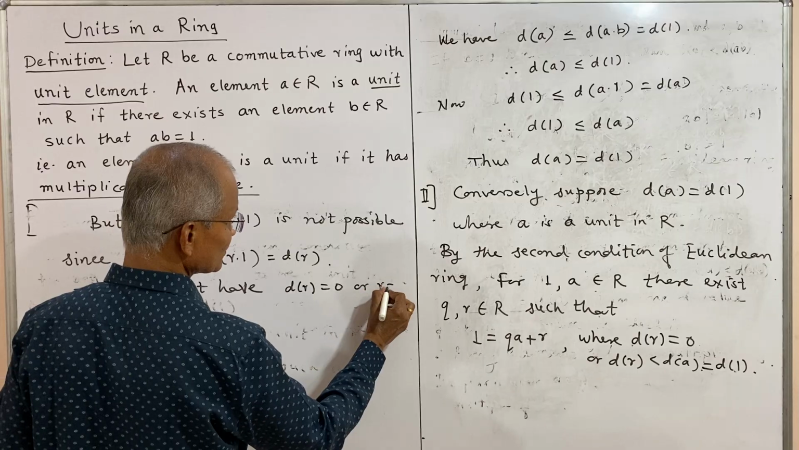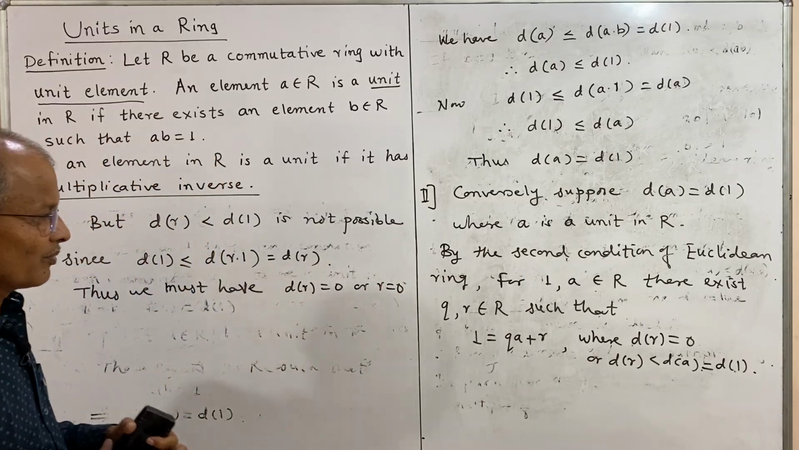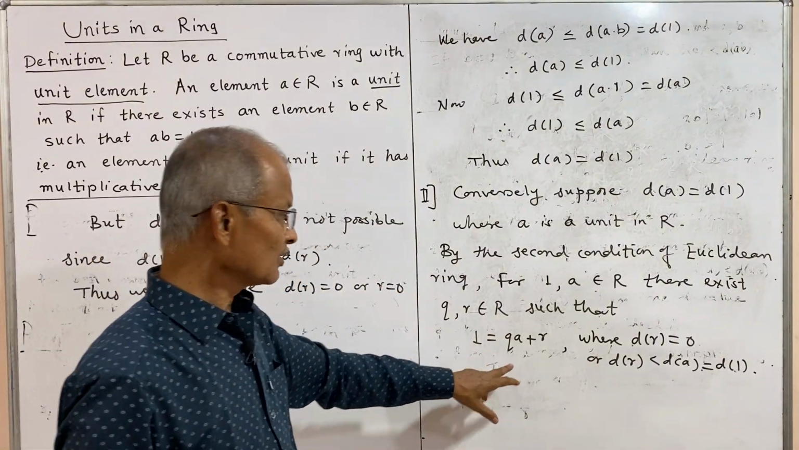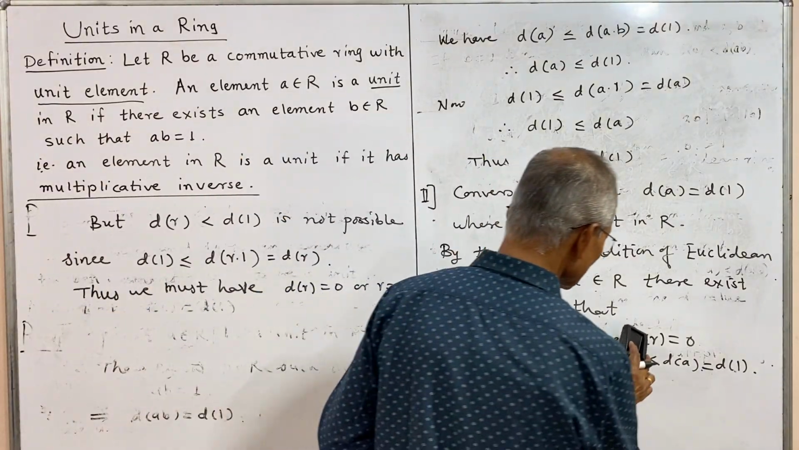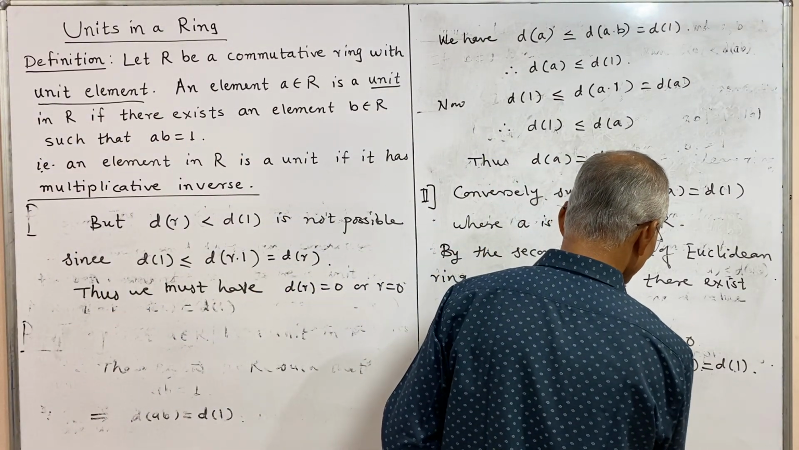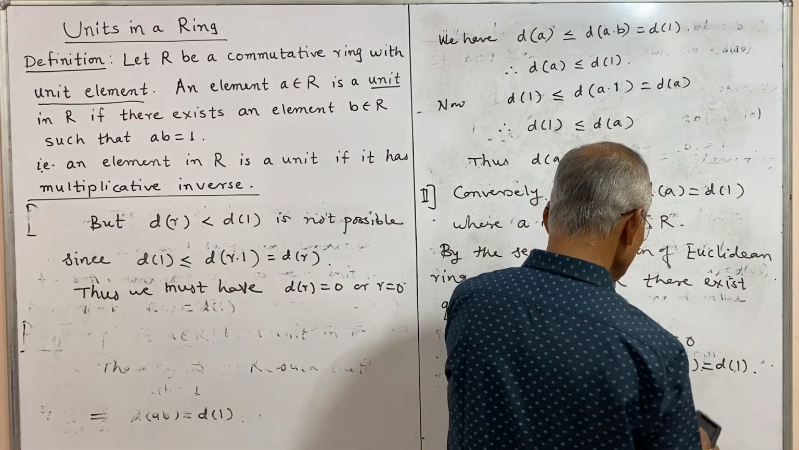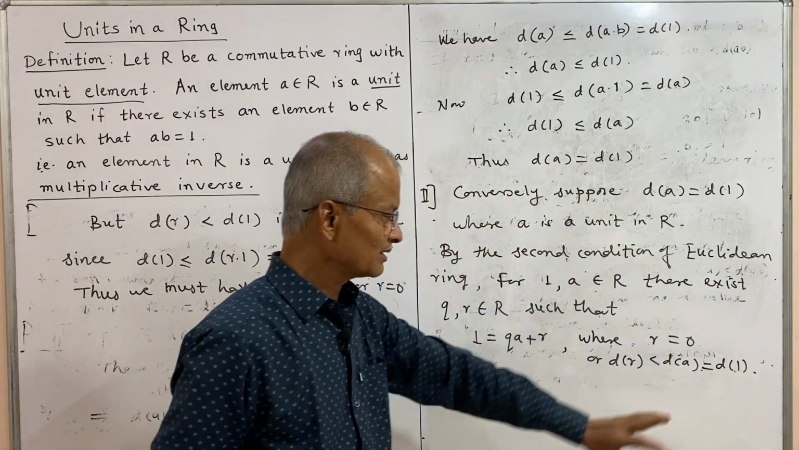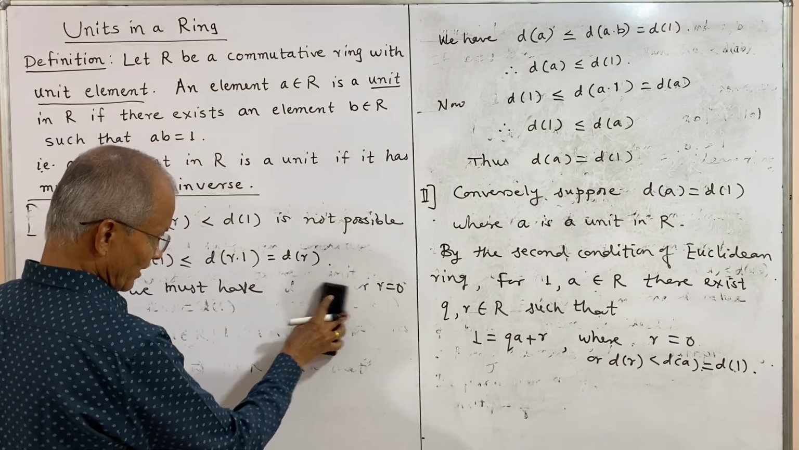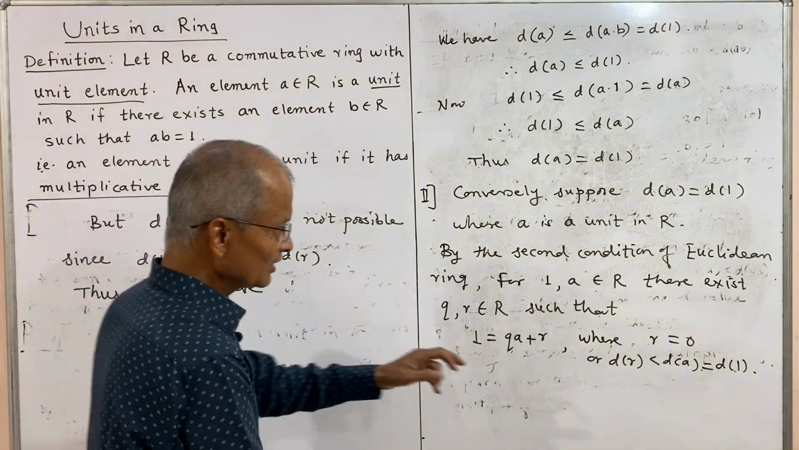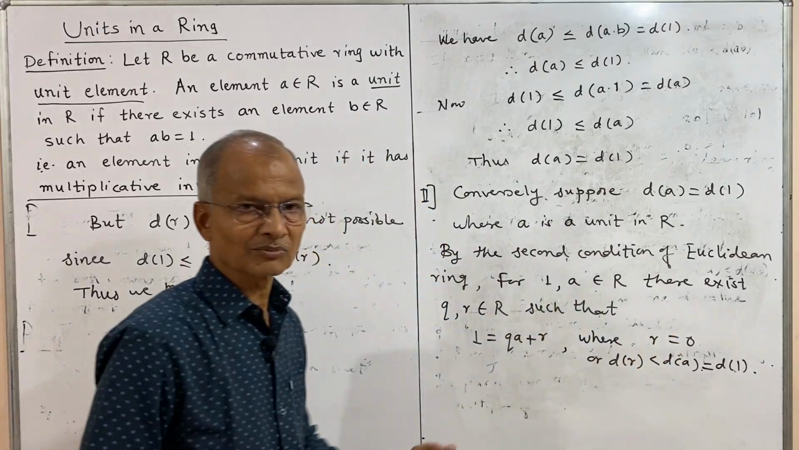Or r is 0, and r is 0 means what? 1 is equal to qa. So actually the second condition here is either r is 0, or d value of r is less than d value of a, and thus this second condition is discarded, which means r must be 0.